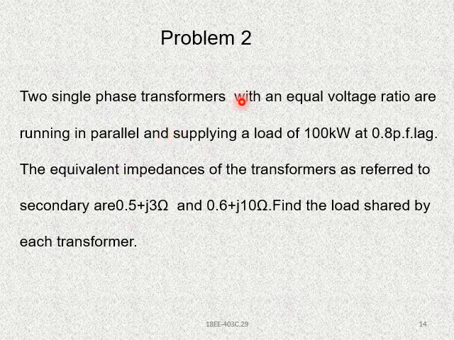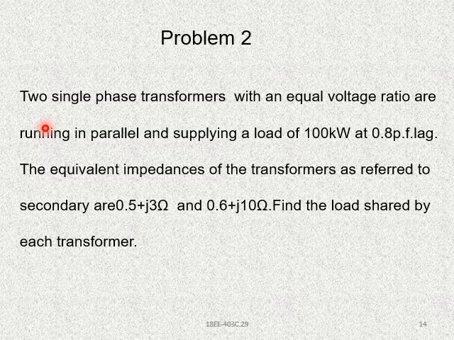Two single phase transformers with an equal voltage ratio are running in parallel and supplying a load of 100 kilowatts at 0.8 power factor lag. The equivalent impedances of the transformers as referred to the secondary are 0.5 plus j3 ohms and 0.6 plus j10 ohms. Find the load shared by each transformer. He's just asking the value of SA and SB.